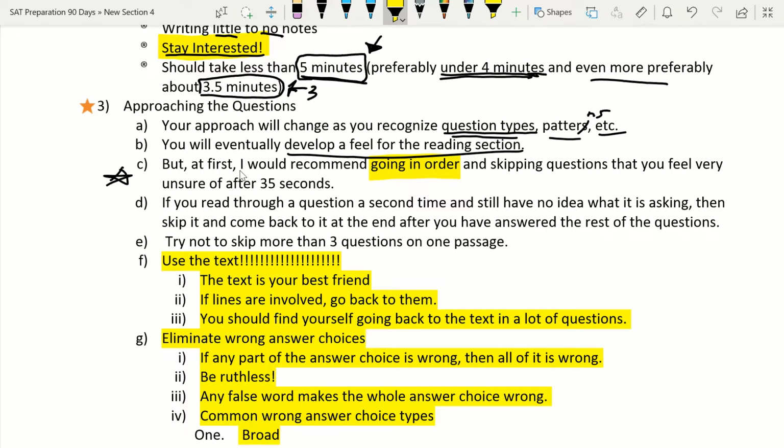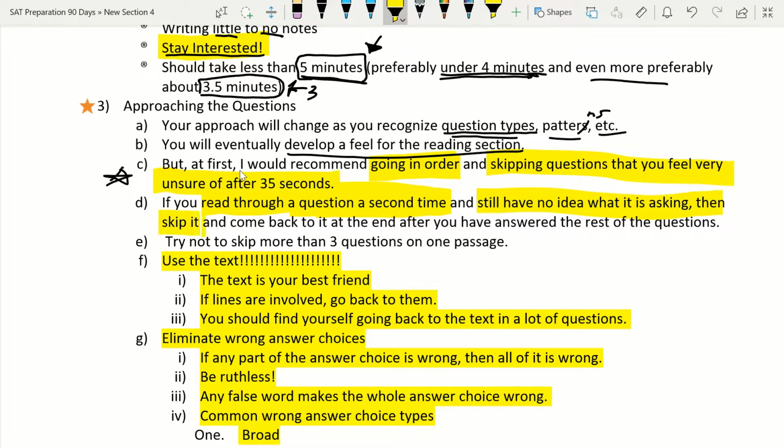And as far as questions go, once again, I'd recommend going in order to start, and then skipping questions that you feel really unsure of after 35 seconds. And this is in the beginning, keep in mind. So on your first practice test, I'm recommending that you skip a question if you're really unsure of it after 35 seconds. So if 35 seconds have gone by and you've read it a second time, for example, and you still don't know what it's asking, then you need to skip it.